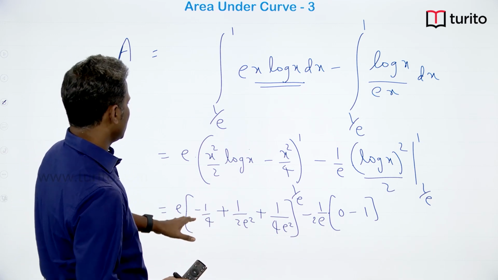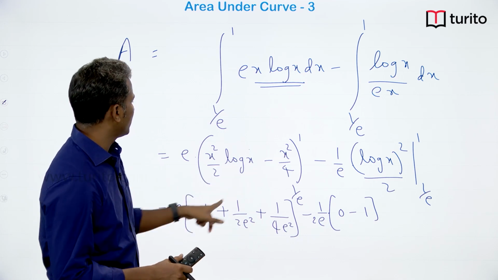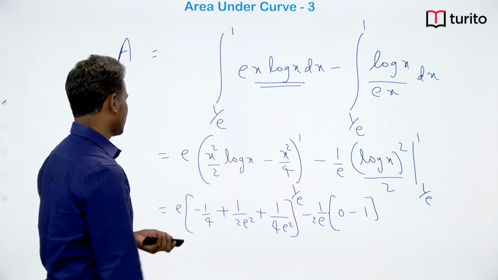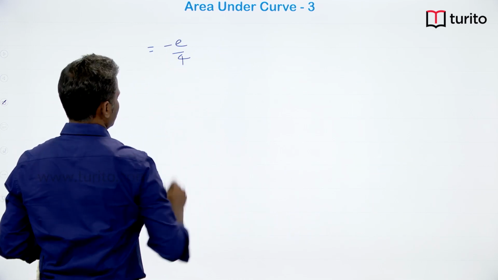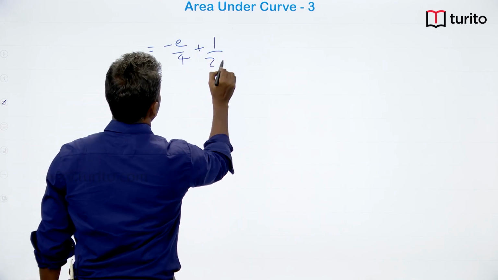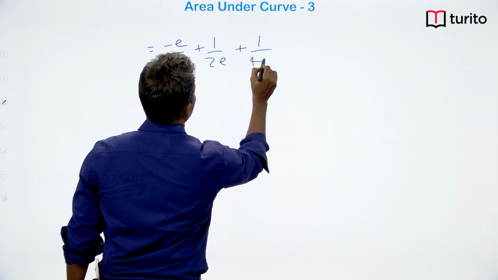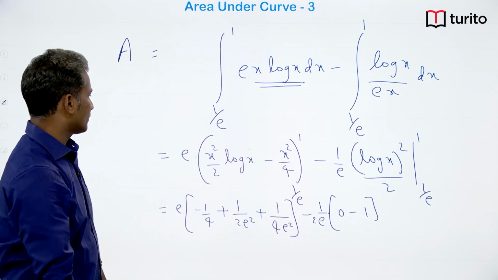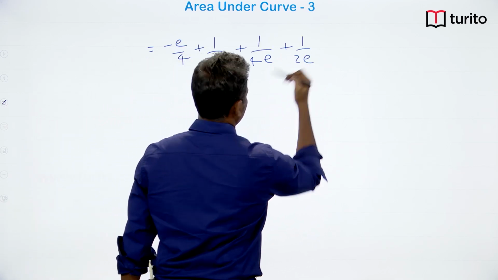Let me check if everything we have done is right or not. When I put 1 here it becomes minus 1 by 4, that is fine. So it becomes minus e by 4 plus 1 by 2e plus 1 by 4e, right, plus 1 by 2e.